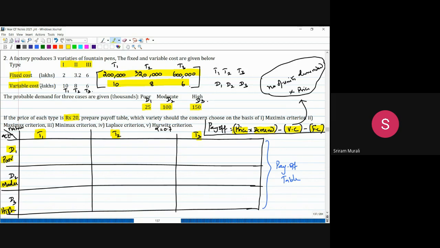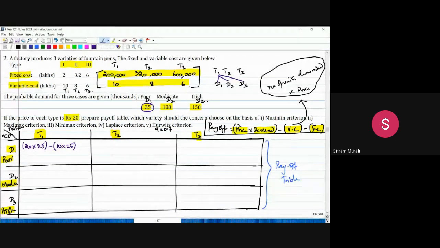Now how do you combine T1 to D1, D2, D3? First you take T1, D1. What is the price of the pen? 20. What is the demand if it is poor? 25. Minus, do you have any variable cost? Yes. What is the variable cost? 10. Into how many units is the demand? 25. Because variable cost, what is the formula? Number of units demanded into price.